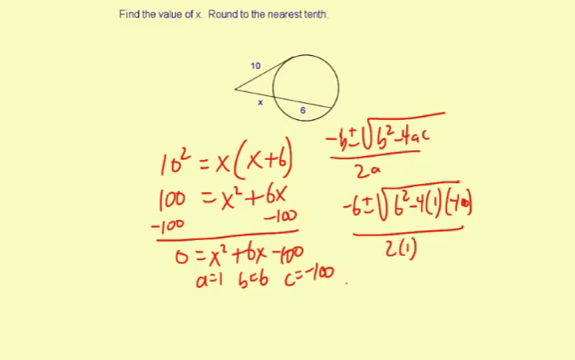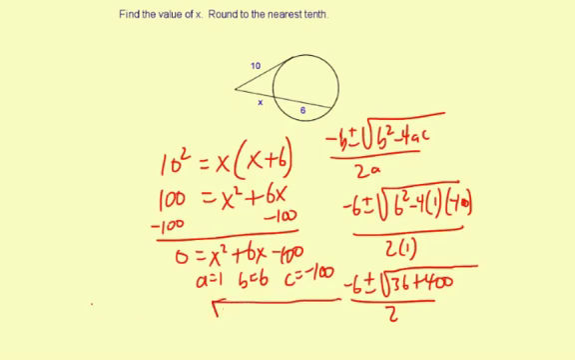So let's simplify. Negative 6 plus or minus the square root of 6 squared is 36. Negative 4 times negative 100 is positive 400, so plus 400. Then divided by 2 times 1, which is 2. So let's work over to here. Negative 6 plus or minus the square root of 436 all over 2. Now this x represents the length of a segment, so we can't use a negative number. So we're going to use negative 6 plus the square root of 436 divided by 2 in the calculator.